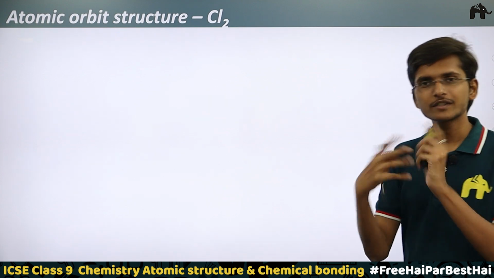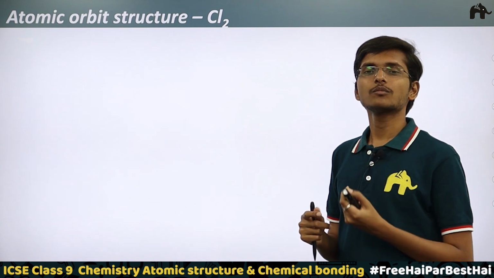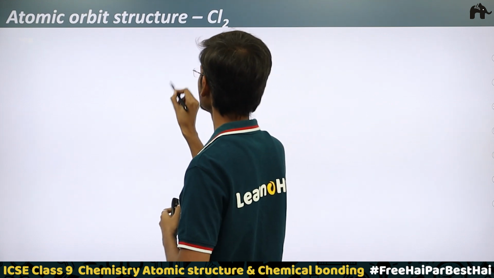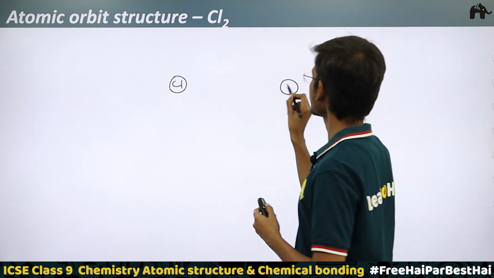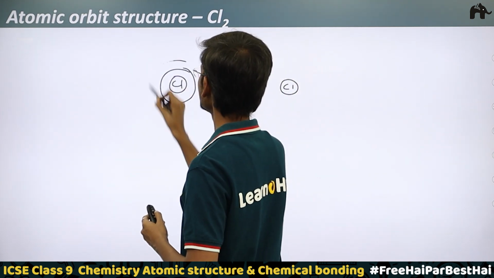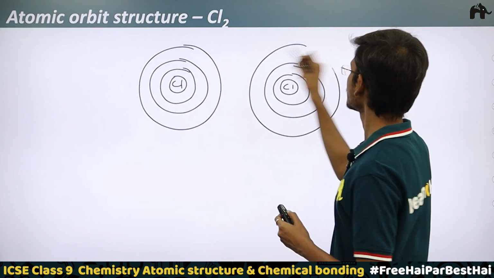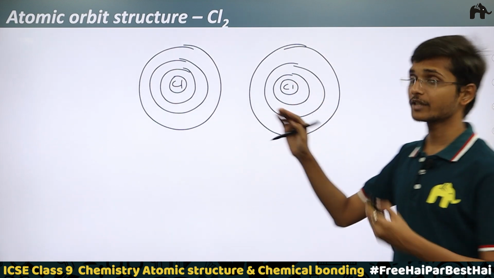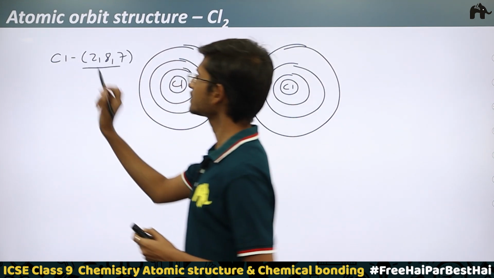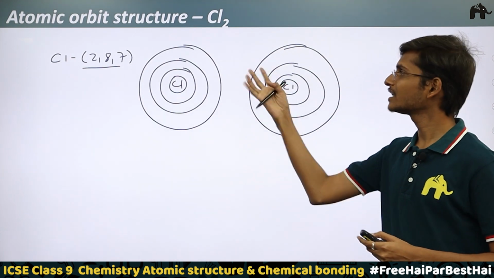So now moving ahead to chlorine. Now the same story comes back. In the chlorine molecule, the chlorine atoms are combining, but how they are combining, let's try to understand. First of all, let's draw the before-combination atomic orbit structure diagram for chlorine. Drawing the nucleuses, then the first shell, second shell and third shell. Three shells are there for chlorine because the electronic configuration for chlorine is 2, 8, 7. The first shell has 2 electrons, the second shell has 8 electrons, and the last shell has 7 electrons.